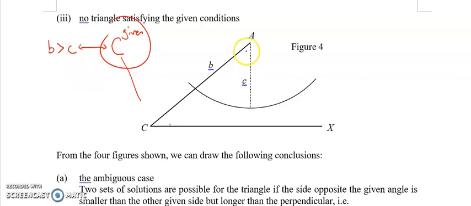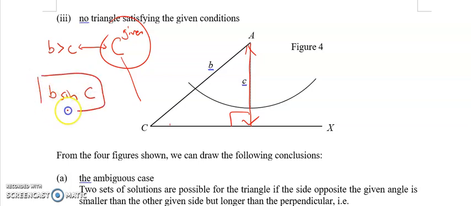One way is to find out this length here. How to find out this length? What we can do is use our SOH CAH TOA. Using our SOH CAH TOA, we will get B sine of C.